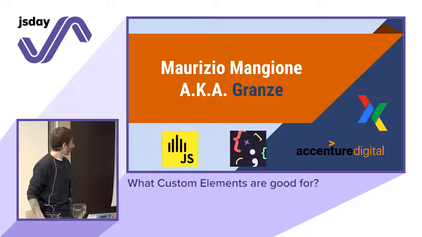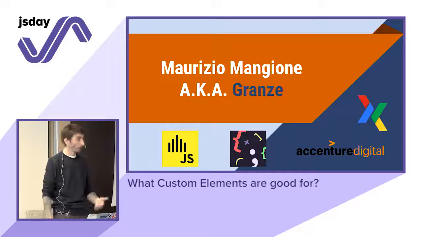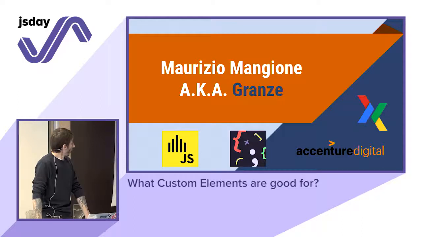So, who am I? My name is Maurizio Mangione. I'm better known as Granze on the internet. And I'm the founder of Milano JS. Milano JS is the Milano JavaScript user group, of course. And I run a one-day workshop called JS Course that aims to involve more girls in JavaScript programming.